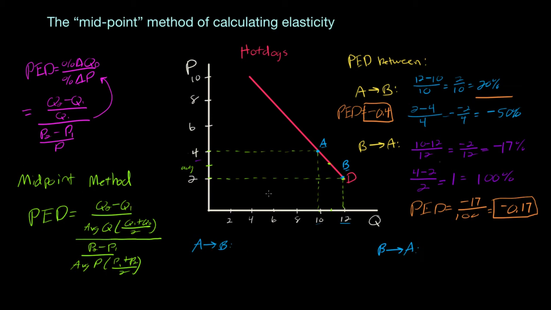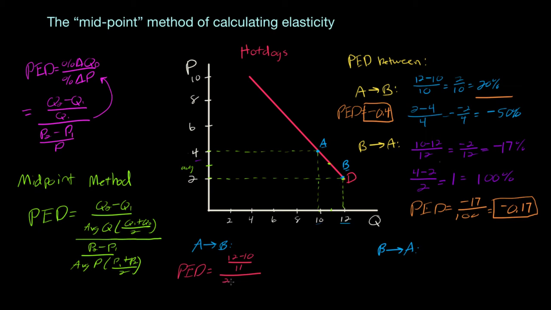Okay, starting with A to B, let's do the calculation now. The original quantity was 10, the new quantity is 12, so the price elasticity of demand is 12 minus 10, that's the change in quantity, over the average quantity. What's the average of 10 and 12? Well, 10 plus 12 is 22, divide that by 2, we get 11. That's going to give us our percent change in quantity using the midpoint method, divided by the percent change in price.